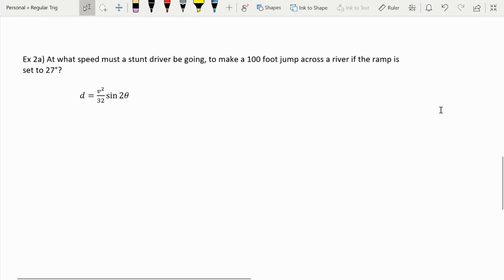Example 2, part A. Now I'm going to change it up a little bit on you. Now I'm asking you to calculate speed. You're going to be solving for V this time. At what speed must a stunt driver be going to make a 100-foot jump across a river if the ramp is set to 27 degrees?